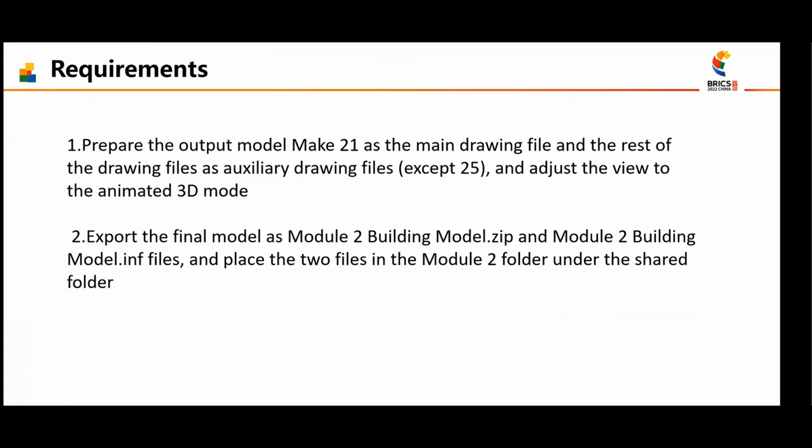Finally, the course requirement. 1. Prepare the output model, make 21 as the main drawing file, and the rest of the drawing files as auxiliary drawing files, except 25, and adjust the view to the animated 3D mode. 2. Export the final model as Module 2 building model zip and the Module 2 building model in files, and place the two files in the Module 2 folder and the shared folder.